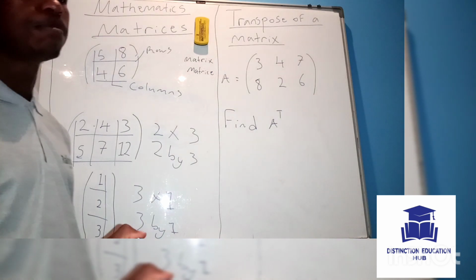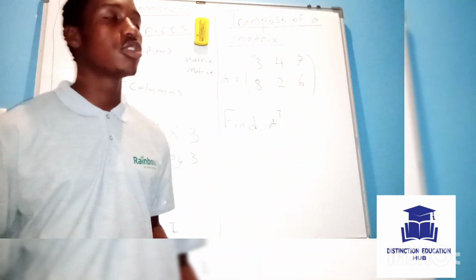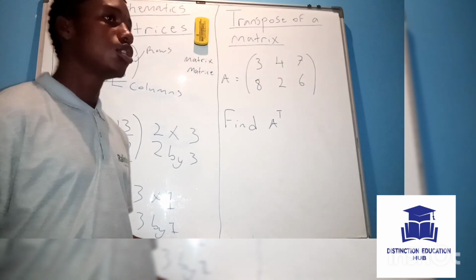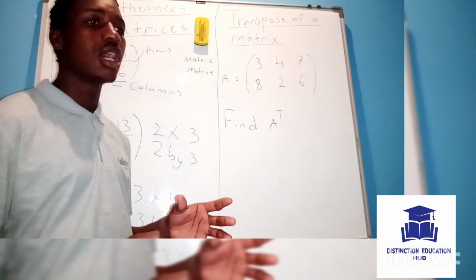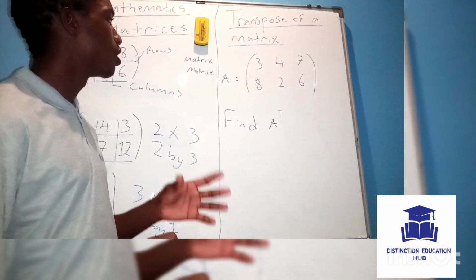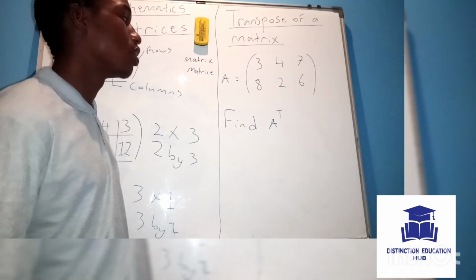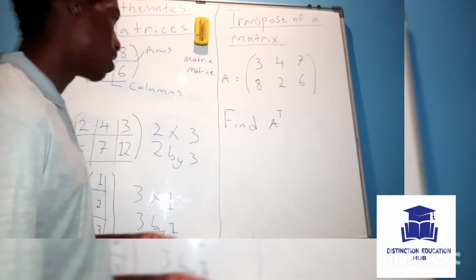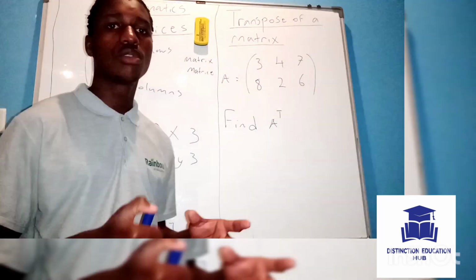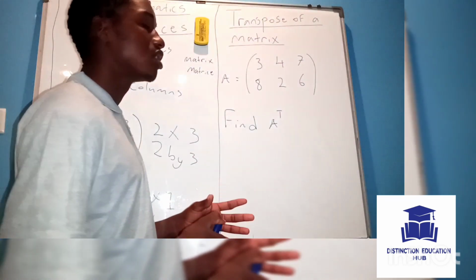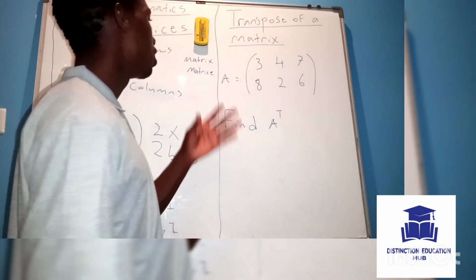The other thing that we're going to look at is the transpose of a matrix. The transpose of a matrix is simply the process when rows become columns and columns become rows. What do I mean? Let's look at an example. In the exam, they'll give you questions like transpose matrix A or transpose matrix B. So in this case, we have A.